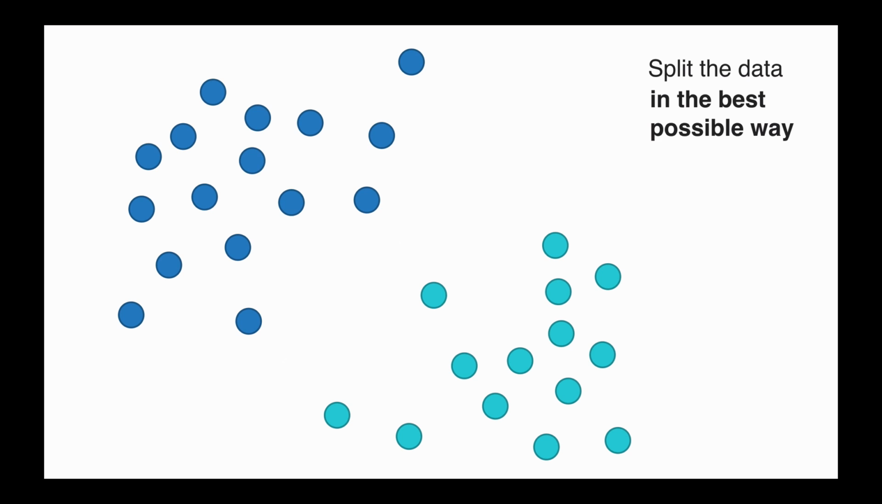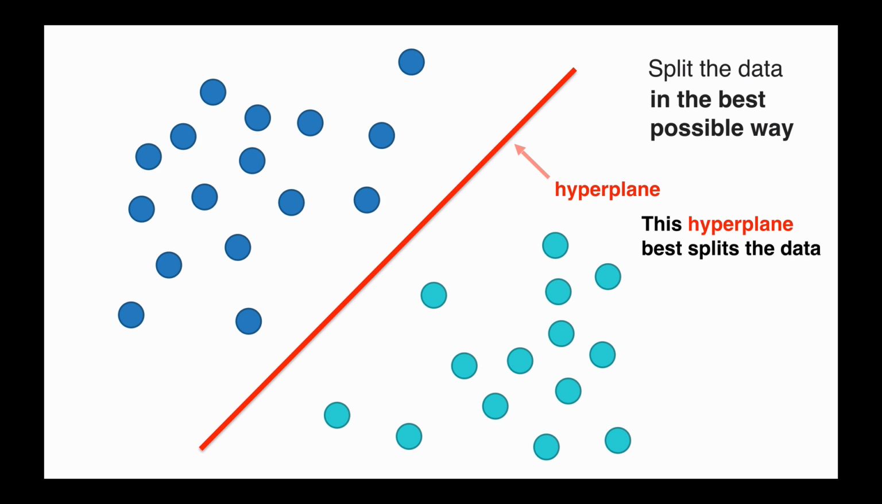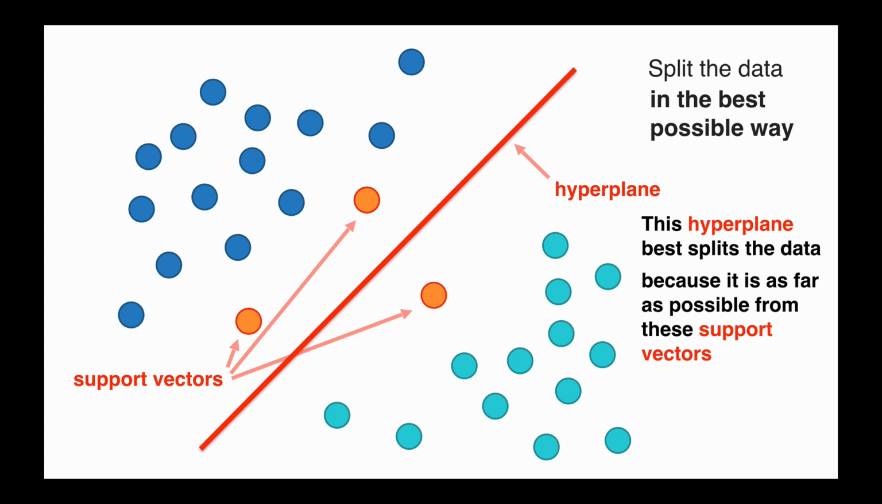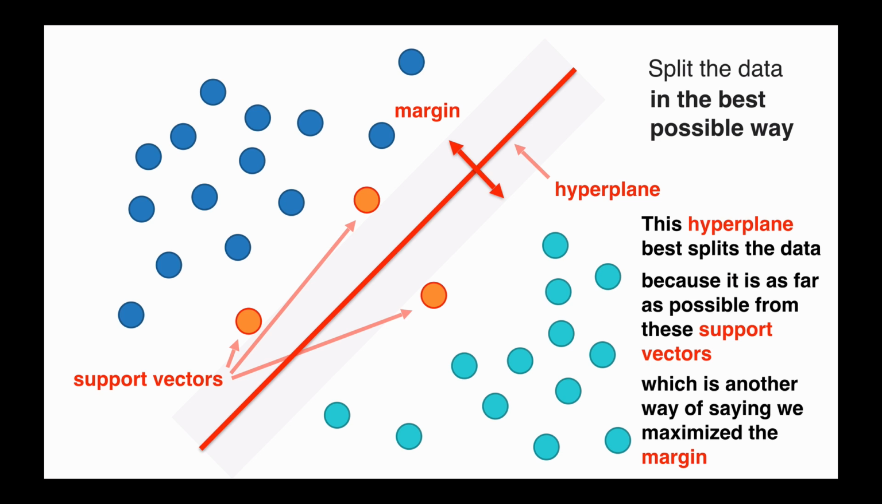So let's summarize all this again. If I had asked you to split this data in the best way possible, you can now say that this is the hyperplane that best splits the data because it's as far as possible from these support vectors here, which is another way of saying we have maximized the margin.